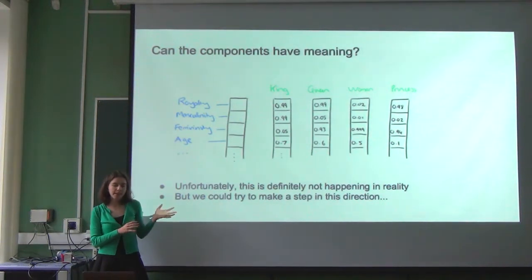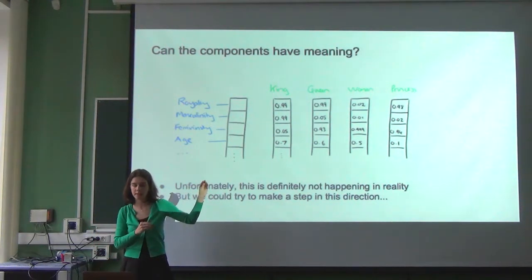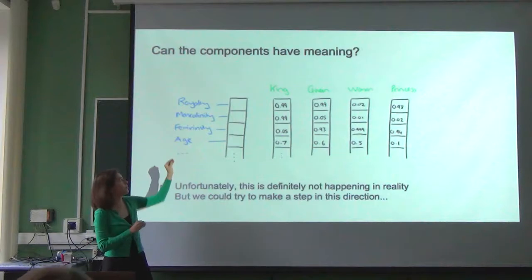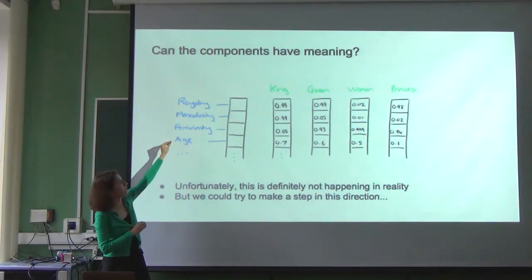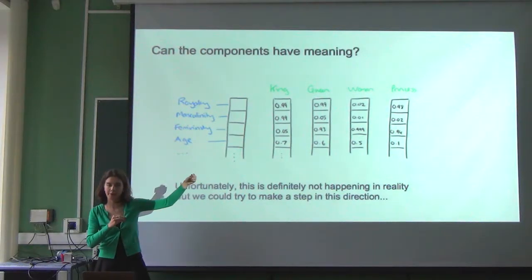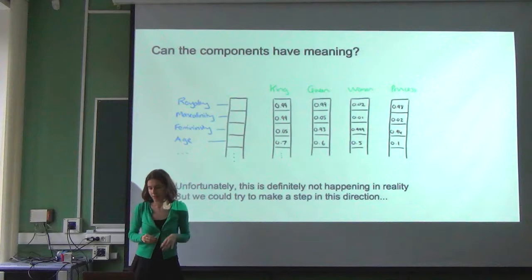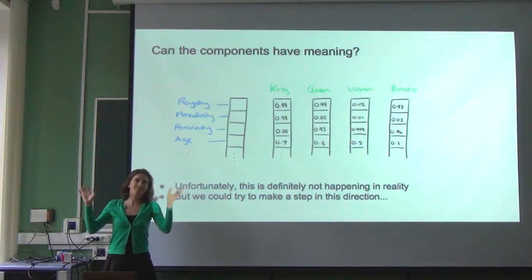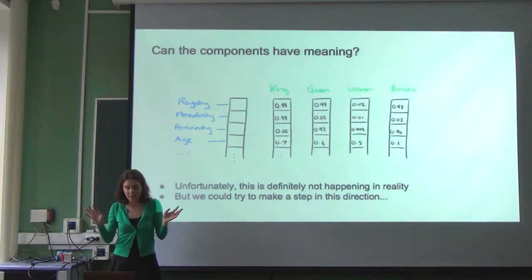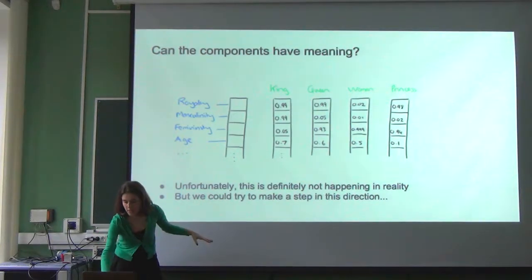It's really appealing to have something like that. So to say that there are some components that have some meaning. Like there is a component about royalty, and king and queen and princess have a high magnitude there. And there is a component about age, and so on. Well, that's how we would like to imagine and to dream, but this is definitely not what happens with word2vec in practice.